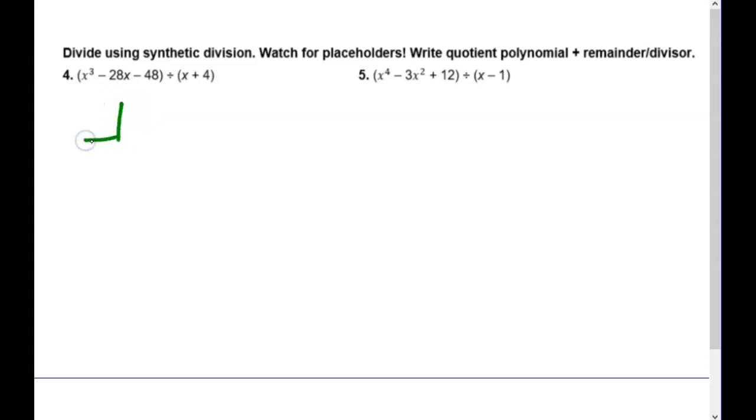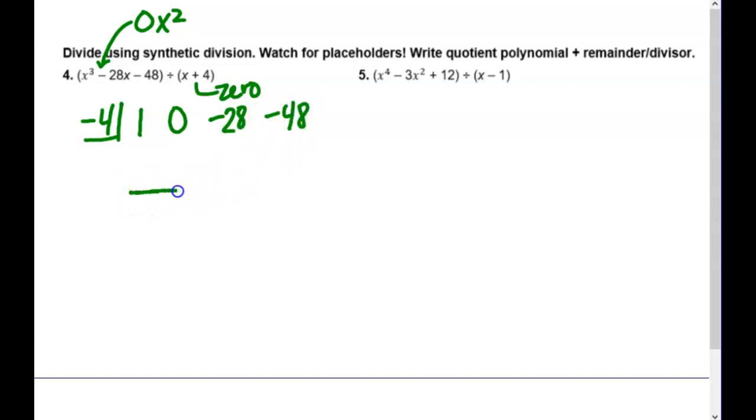What goes in the box on the top left? The 0 of this, which would be -4. Everybody okay? Then I need all the coefficients, but what's missing here? A 0x squared. So my coefficients are going to be 1x cubed, 0x squared, -28x, and a -48. And this last one is going to be my remainder. All right, do you need time? First one just drops down.